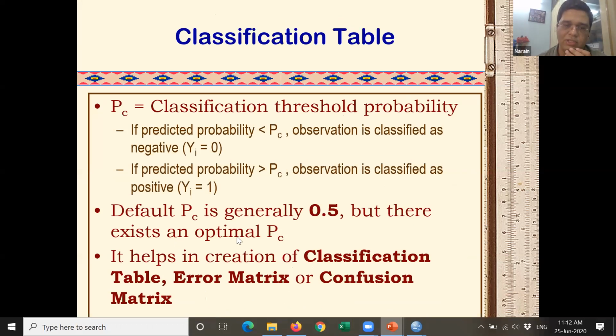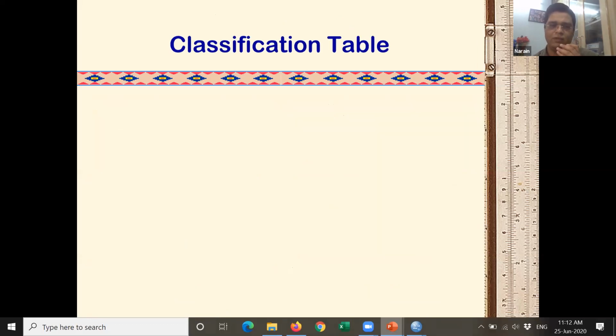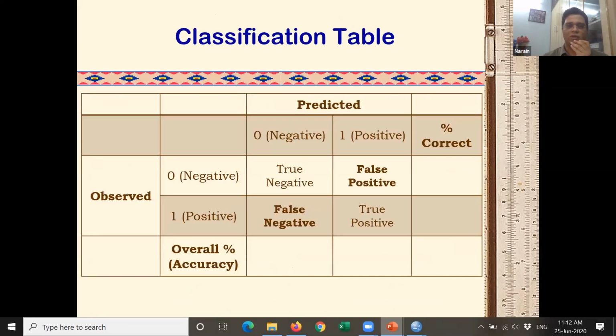We prepare something called a classification table, error matrix, or confusion matrix. These are all different names given to one concept itself. We will refer to it as a classification table from now on, just for simplicity. The classification table looks something like this. This is about whether the person was having or not having an affair. This is my observed phenomenon, and this is my predicted one based on my cutoff.